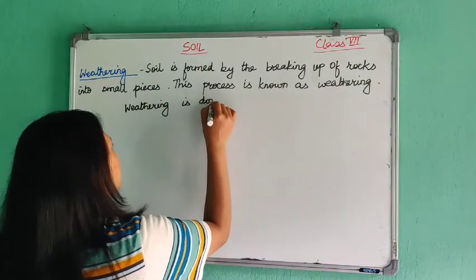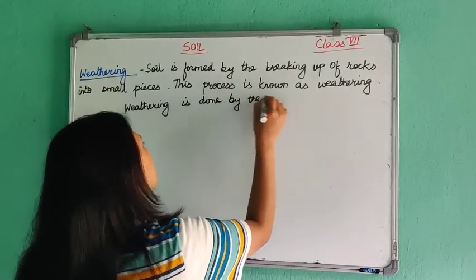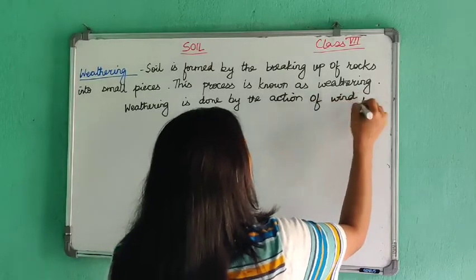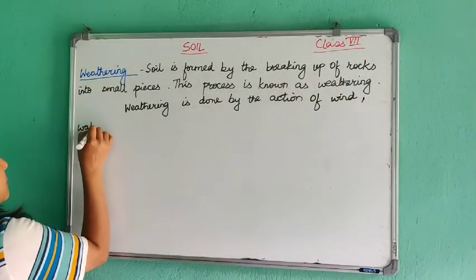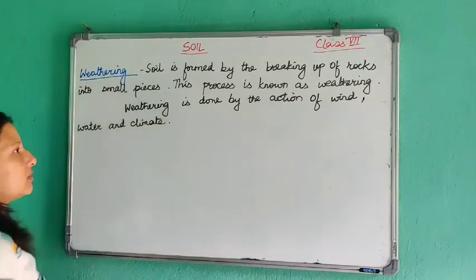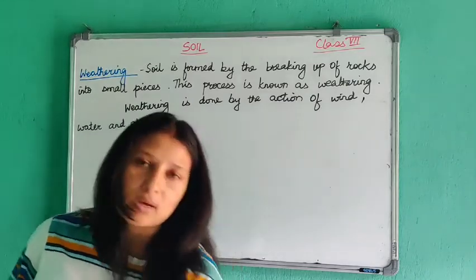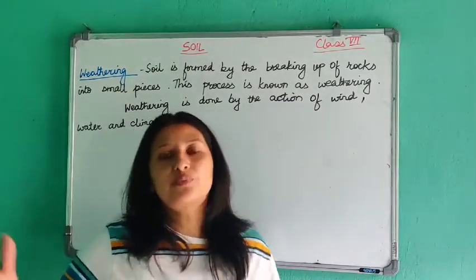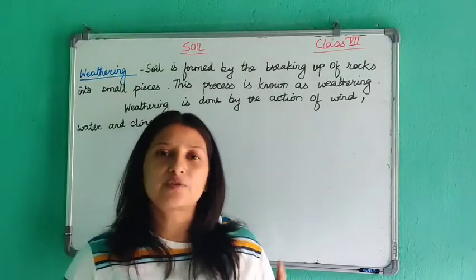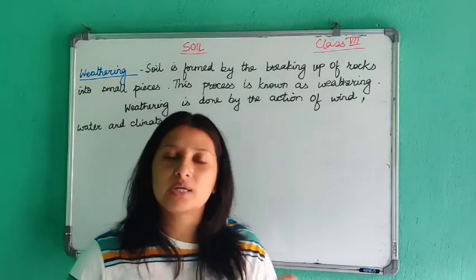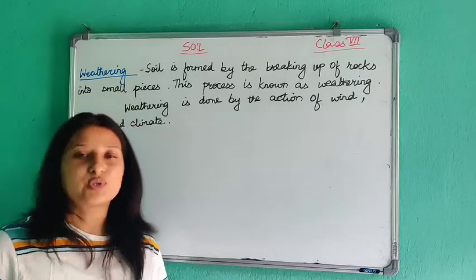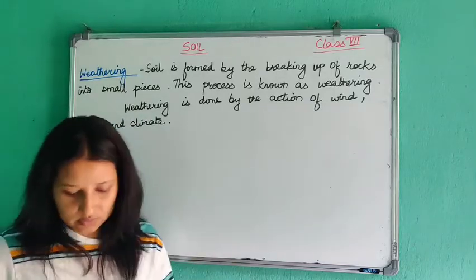Weathering is done by the action of wind, water and climate. Okay, so यो तीनटा चीजले गर्दा चाहिँ weathering हुन्छ. अनि weathering, it is not a short process, एकैछिनमा हुने हैन. Scientists believe that to form 1 inch of topsoil, it takes 100 years. Okay, so weathering of rocks takes place over hundreds and hundreds of years, and it is a long process.